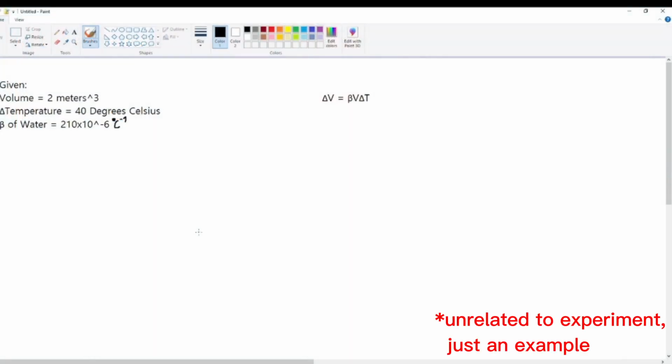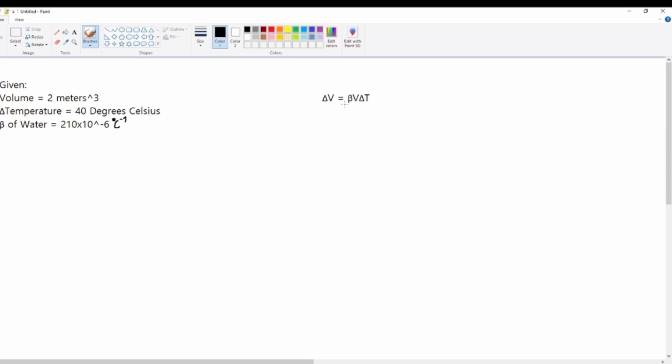So this equation states that the change in volume, which is delta V, could be found by using the coefficient of volume expansion, beta, the original volume, V, and the change in temperature, which is delta T. The coefficient of volume expansion is a specific constant and differs with each material that corresponds to the item measured. The initial volume is the volume in meters cubed before undergoing any change in temperature, and the change in temperature is the final temperature subtracted by the initial temperature. The change in temperature could be measured in Kelvin or degrees Celsius.